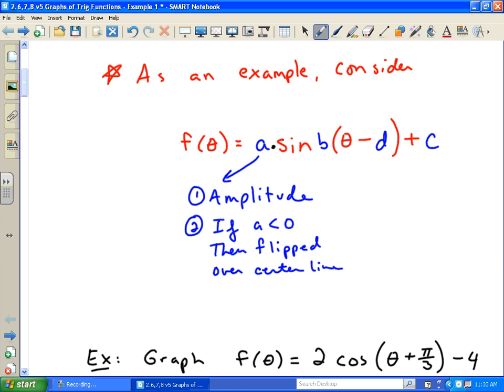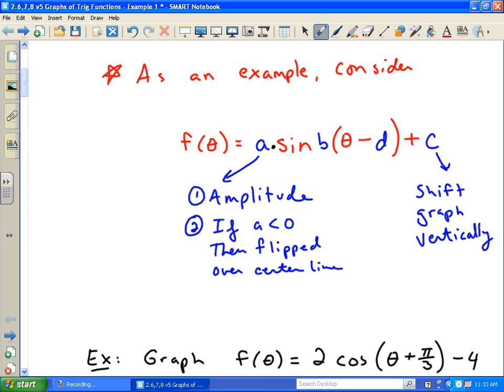All right. Now, at the end, I'd like to talk about what c does. c basically shifts your graph vertically. If c is positive, then you would be shifting the whole graph up. If c is negative, you would shift the whole graph down, and you would shift it consistent with the value of c. If c was 10, you'd shift the whole graph up 10 units. If c were -10, you would shift the whole graph down 10 units. So this would shift the graph vertically, and it's consistent with the sign on c.